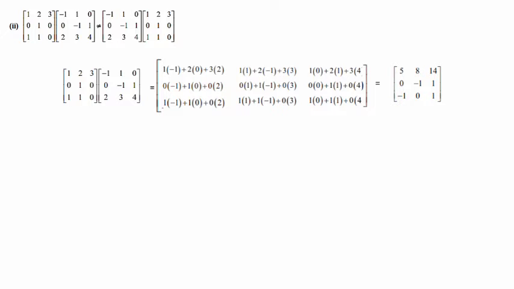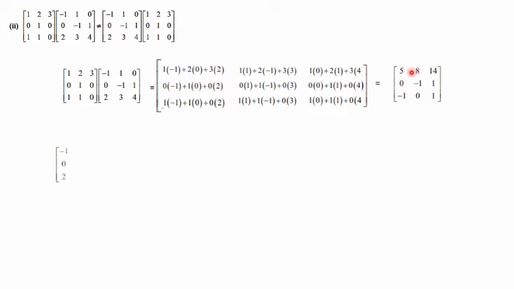Next is here 0 minus 1 plus 0, that means minus 1. Next is 0 plus 1 plus 0, that is 1 here. Next is minus 1 plus 0 plus 0, that is minus 1. 1 minus 1 plus 0, that is 0. Next is 0 plus 1 plus 0, that is 1. So this is the left hand side product.